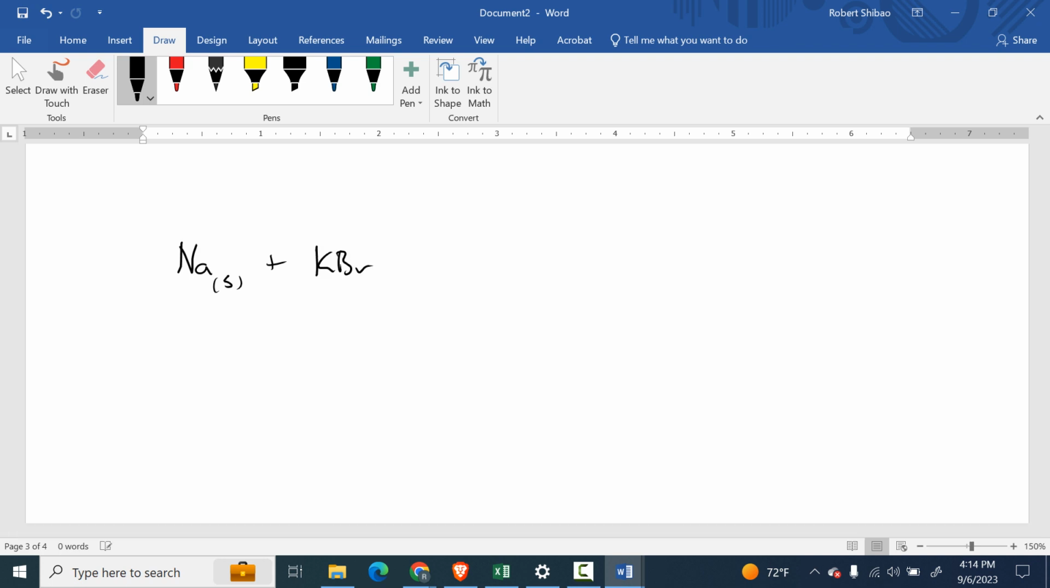Potassium bromide is KBr. Hey, this looks like a recognizable pattern. This is the A plus BX pattern: A plus BX yields AX plus B. And so let's go ahead and do that. I recognize this pattern right off. This is going to form sodium bromide plus potassium metal.